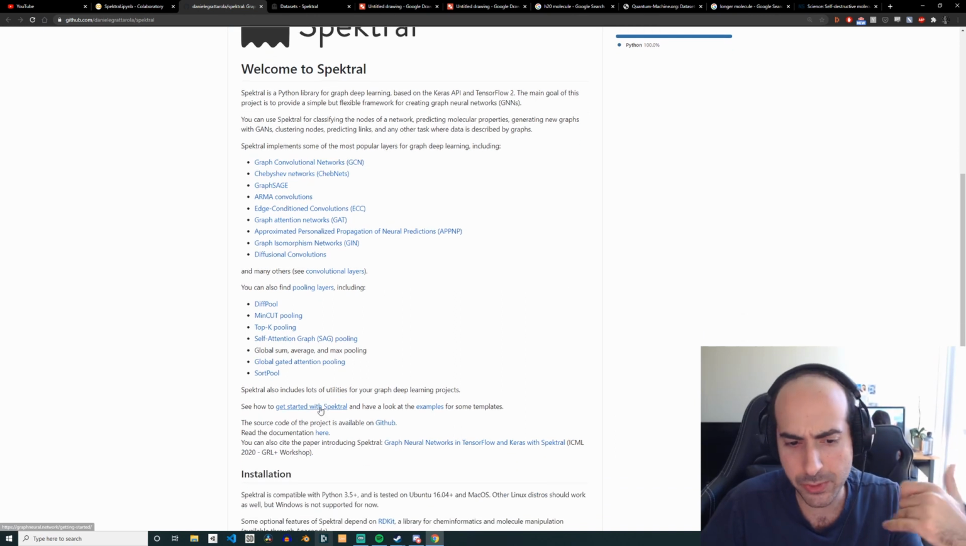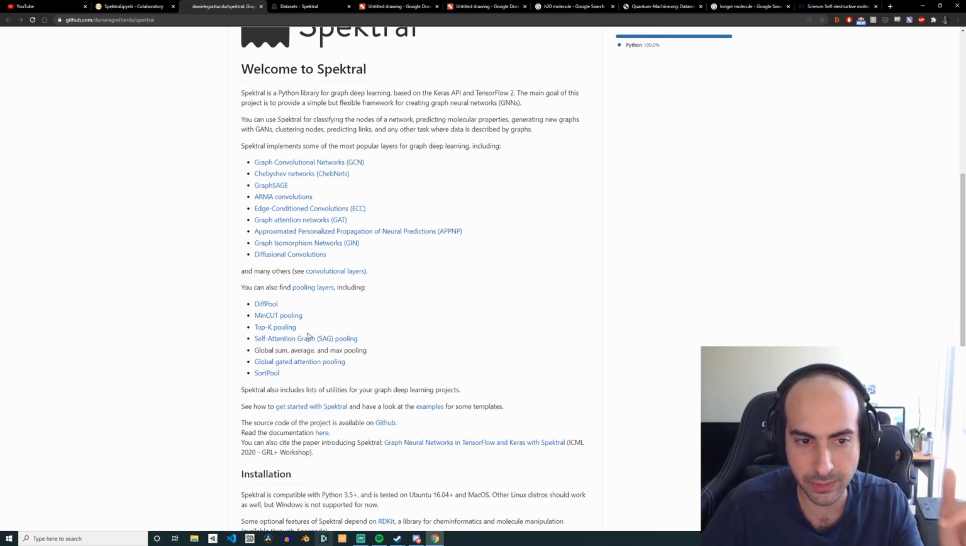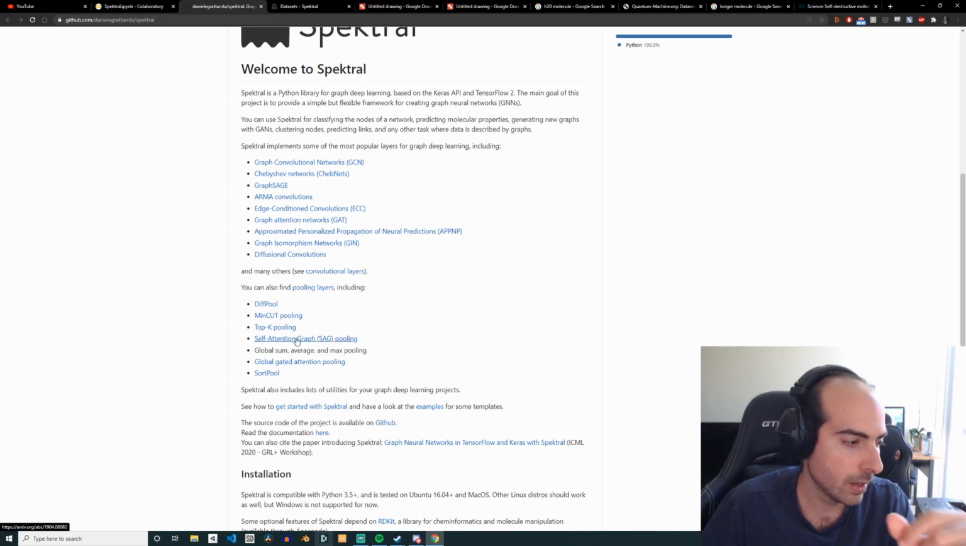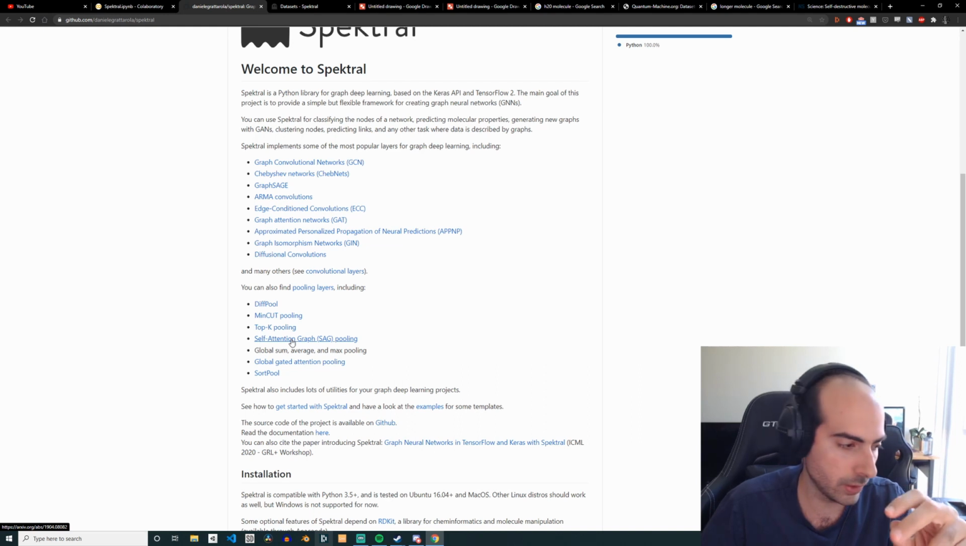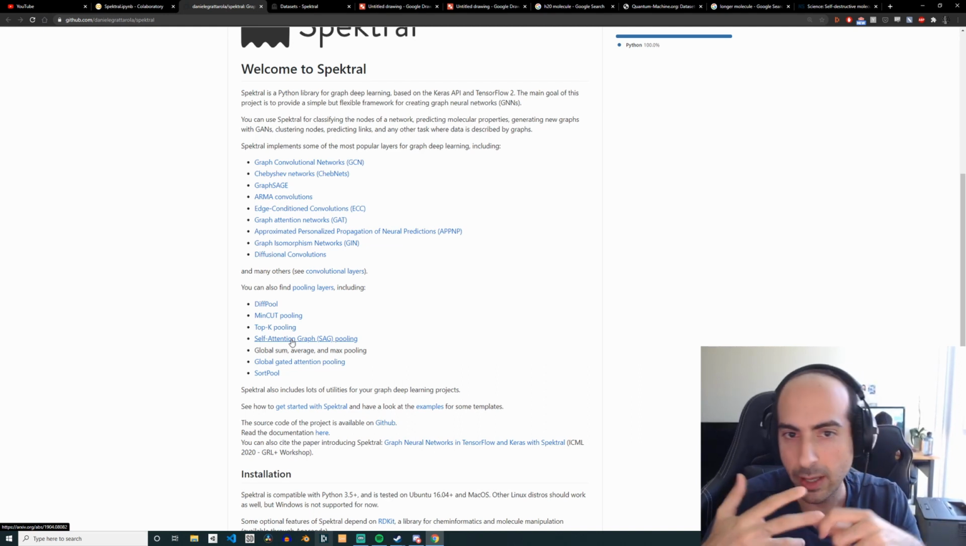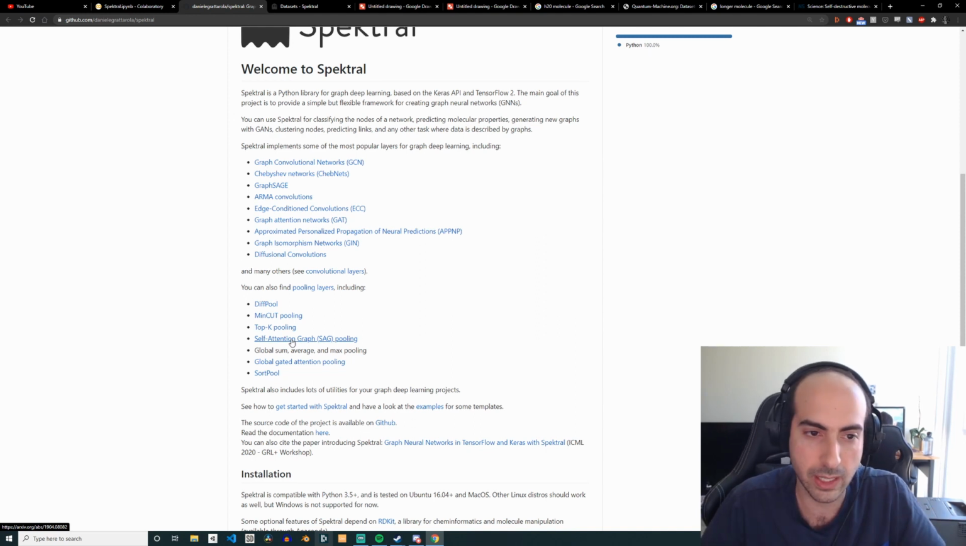But the nice thing about using someone else's library is that swapping out these different aggregation and pooling mechanisms essentially corresponds to just changing 2 different parameters in your algorithm. And then, depending on the actual data set that you're working with, you can decide for yourself what's the best thing to do.